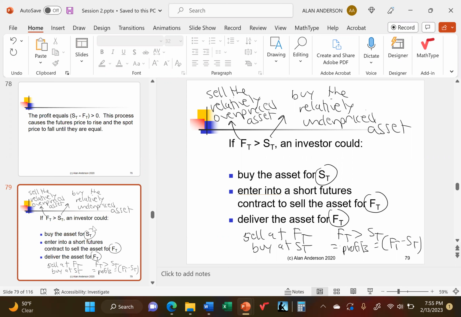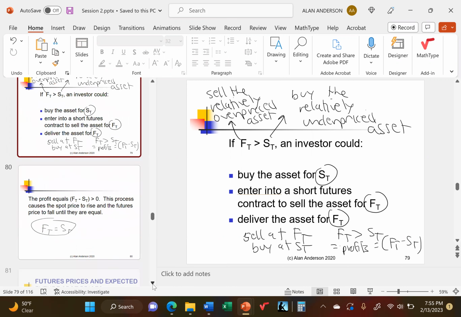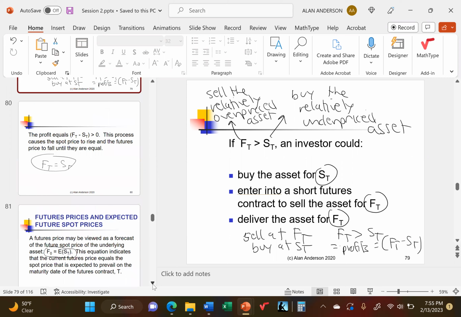So in principle, it means that it'll almost never be the case that these two will be different from each other. F and S will almost always be equal to each other, because if they don't, arbitrage will push the variables back to where they belong. So that's the case with the futures and spot prices. We'll run into this on a regular basis.